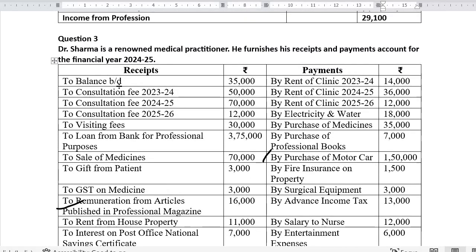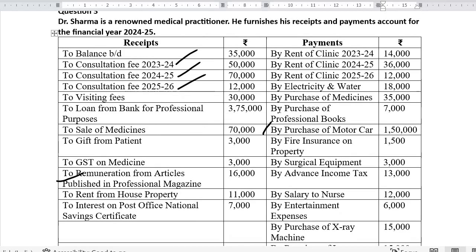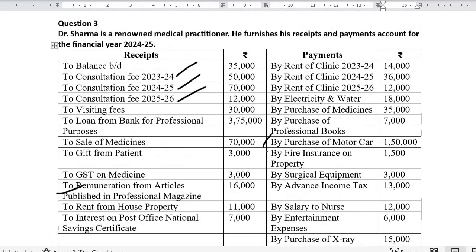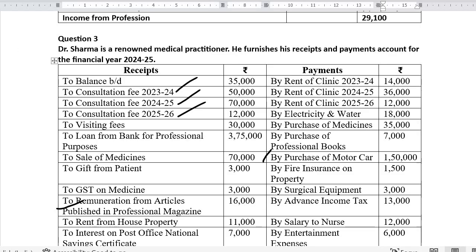So what we have to check here on the receipt side, which are all the professional receipts. On the payment side, which are all the professional payments we have to check. One by one we will check. Consultation fees, it is a professional receipt. Whatever year they have given, if it is a receipt and payment account, you consider all. So we will check here the consultation fees for all the 3 years they have taken into consideration as professional receipt.